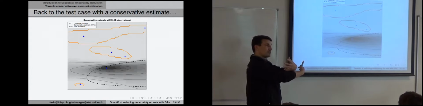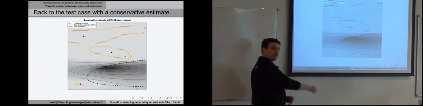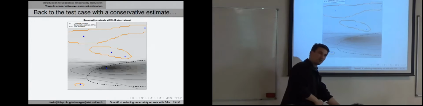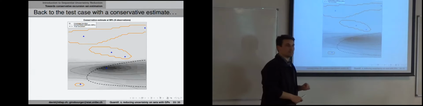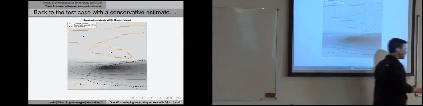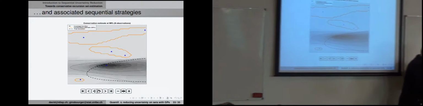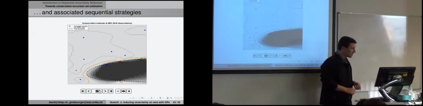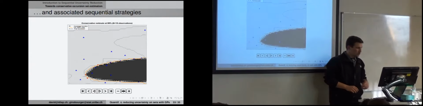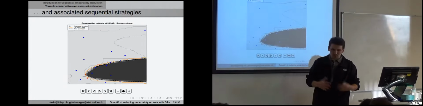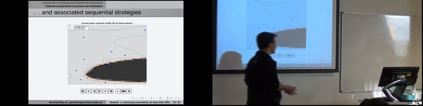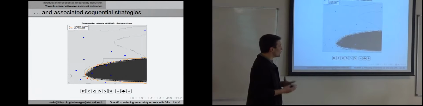by blending the two ideas. Why not do something sequential where we want to add a point in order to better reduce uncertainty on the conservative estimate? This is some ongoing work. Here we are sequentially adding points so that the conservative estimate is going to be better and better in some sense, either in terms of type 2 error or in terms of volume.